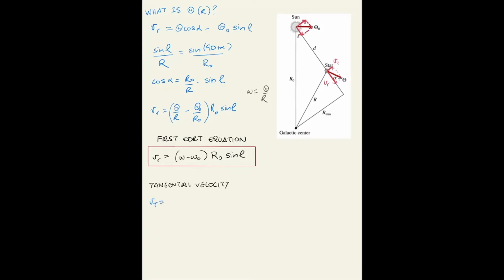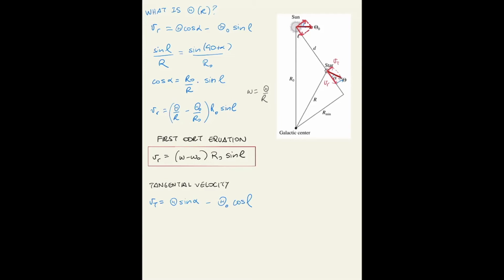Therefore, the tangential velocity is going to be the velocity of the star, capital Theta, times sine of alpha, minus the velocity of the local standard of rest times the cosine of the galactic longitude. And once again, we need to eliminate the unmeasurable angle alpha.